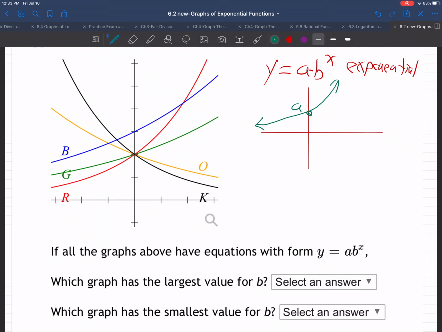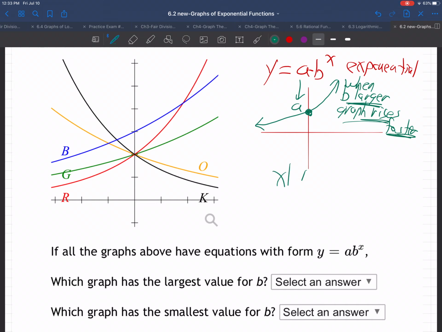When b is larger, the graph rises faster. So the bigger b is, the faster the graph rises. And a is the point where it hits on the y-axis.